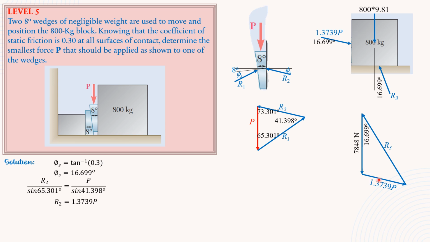1.3739 P makes an angle of 16.699 degrees with the horizontal plus 90. So this is 106.699 degrees. The remaining angle opposite to 7848 newtons is 180 degrees minus 106.699 degrees minus 16.699 degrees, and that is equal to 56.602 degrees. Finally, by sine law, 1.3739 P over sine of 16.699 degrees equals 7848 over sine of 56.602 degrees. Solving for P, P is 1966 newtons.